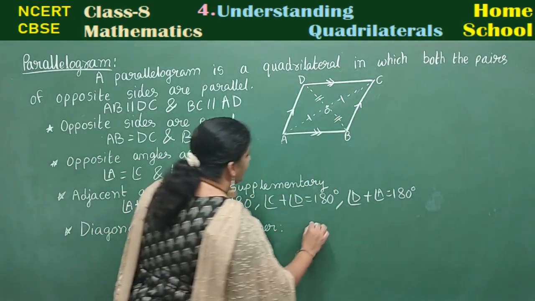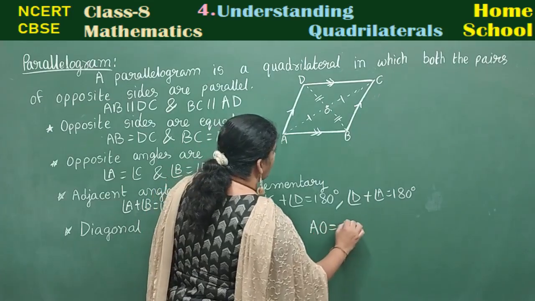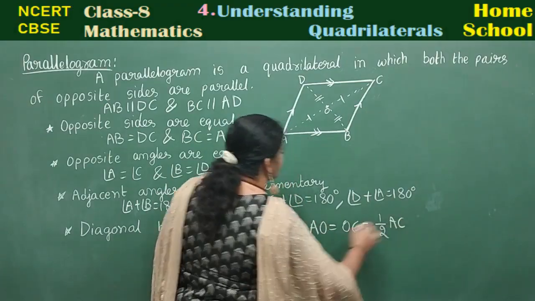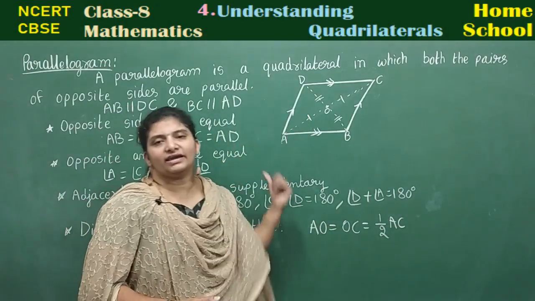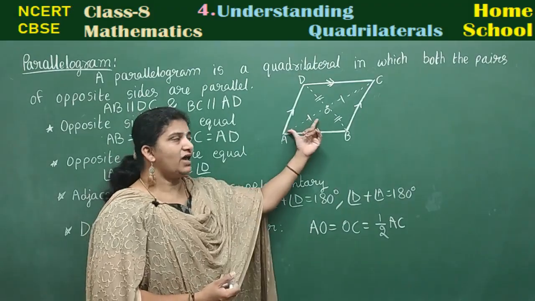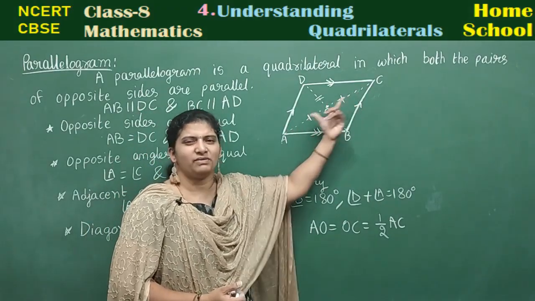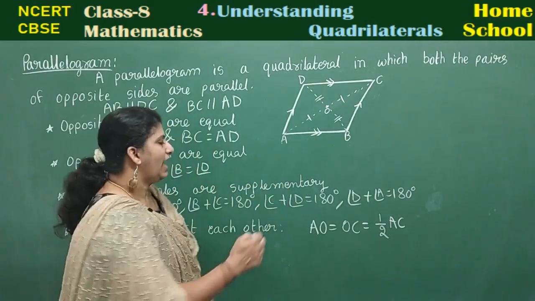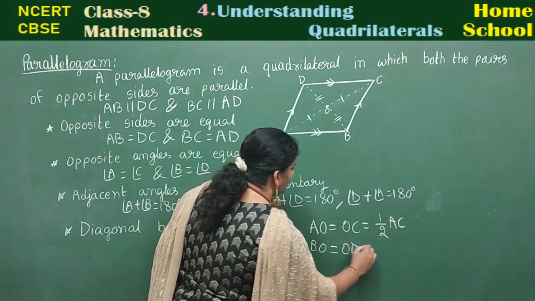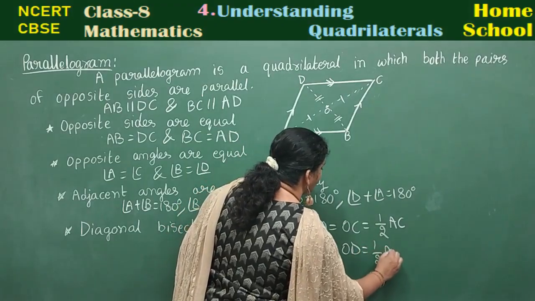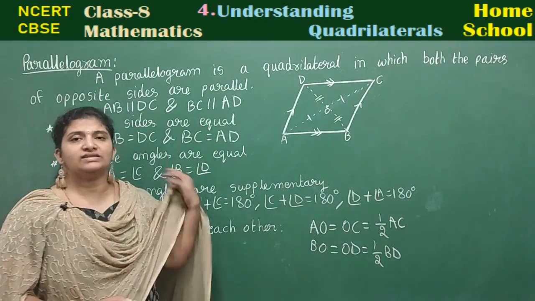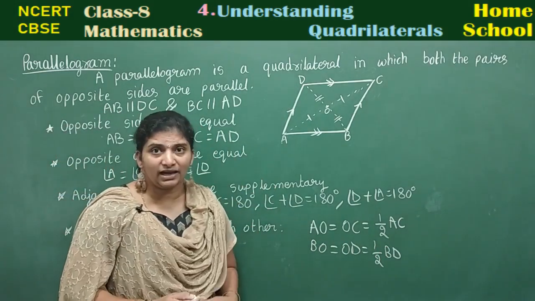That means you can write it as AO is equal to OC, that means half of AC. The two diagonals are bisected. When they bisect, AO is equal to OC, that means half of AC. And BO is equal to OD, that is half of BD. So once again, let's have a recap of this parallelogram.